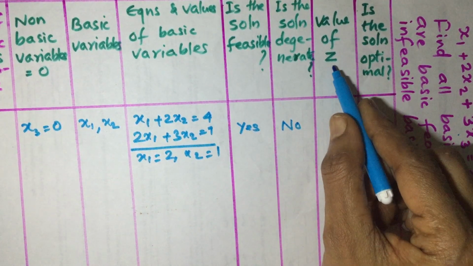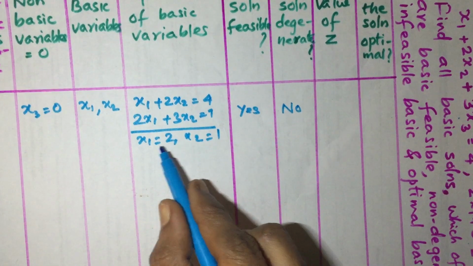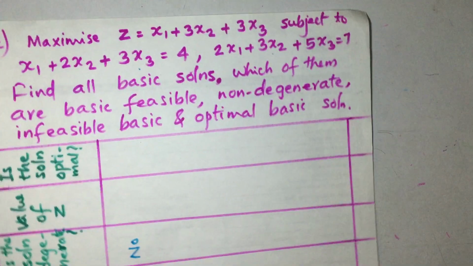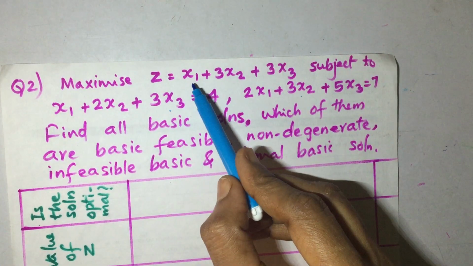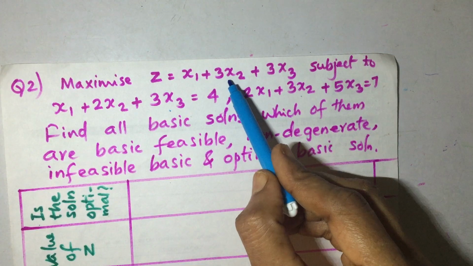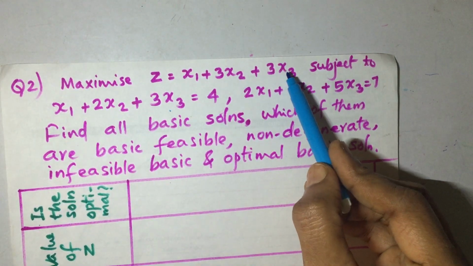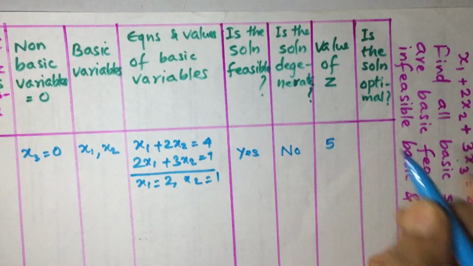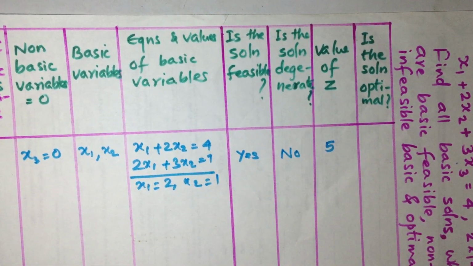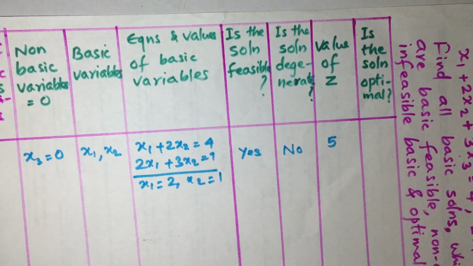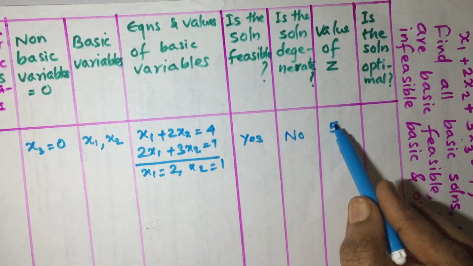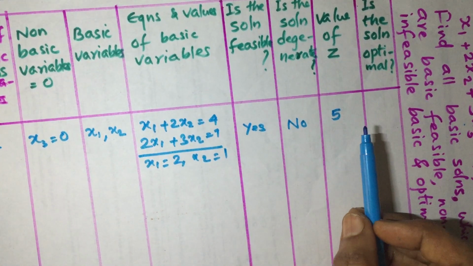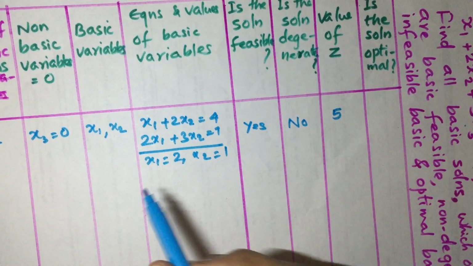Now the value of Z. When x1 is 2, x2 is 1, x3 is 0, what will be the value of this Z? So I will put x1 is 2. So 2 plus 3 into 1, 2 plus 3 is 5, 5 plus 3 into 0. So 5 plus 0, that is the value of Z is here 5. Now, is the solution optimal or not? To find whether the solution is optimal, we need to find all the other values, then only we can see whether this is optimal or not. Optimal means maximum value or not. Max, because the question is for maximize.